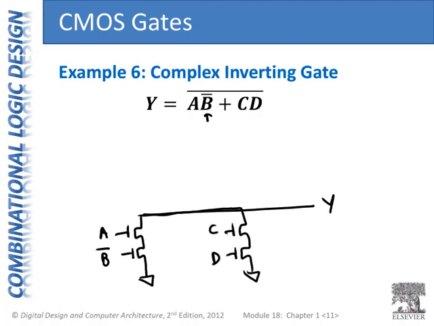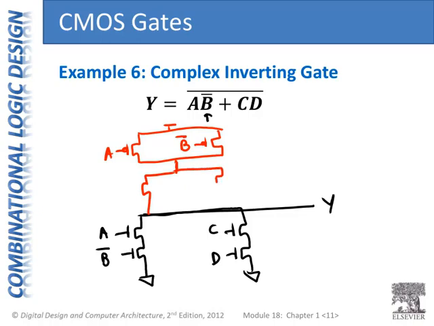And now we have our pull up network, same thing as before. A and B bar were in series, so now they're going to be in parallel. Remember, the inputs of the gates are the same in the PMOS as in the NMOS, so we put a B bar here. Those subnetworks were in parallel, so now they're in series. And we finally have our C and D, which was in series. Now those are going to be in parallel.